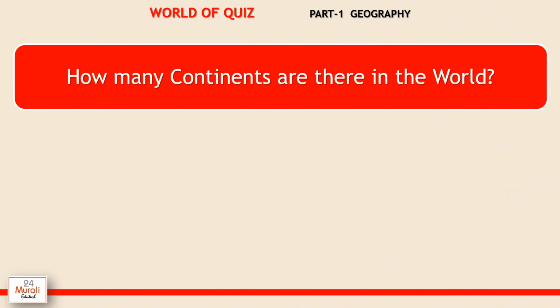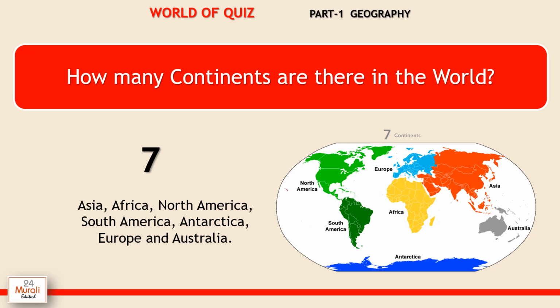How many continents are there in the world? 7 continents: Asia, Africa, North America, South America, Antarctica, Europe and Australia are the continents.